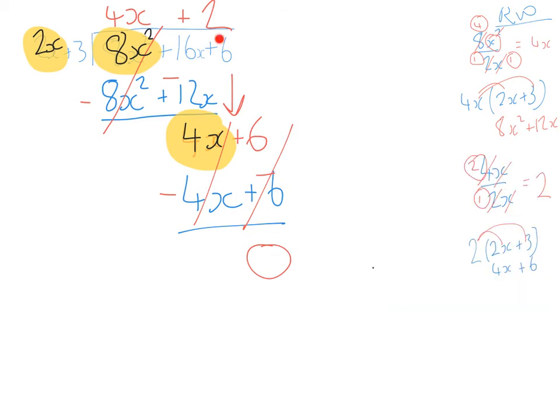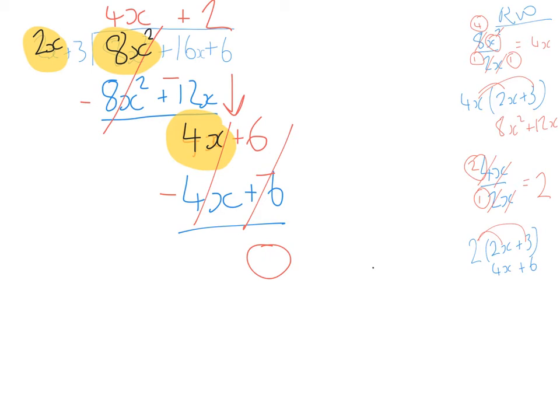So 8x squared plus 16x plus 6 divided by 2x plus 3 leaves us with 4x plus 2. And I will check, is that the right answer, in 1 minute, when I multiply out 2x plus 3 by 4x plus 2, and I should get this as my answer. But I'm just going to talk through this one more time.